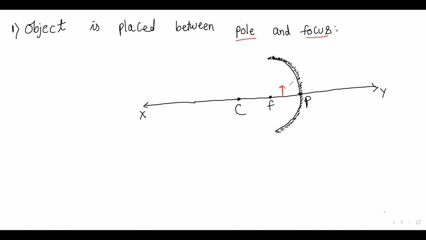Now, a ray parallel to principal axis passes through focus. We already know the rule. A ray parallel to principal axis passes through focus. Next, a ray passing through the center of curvature will reflect back in the same path.